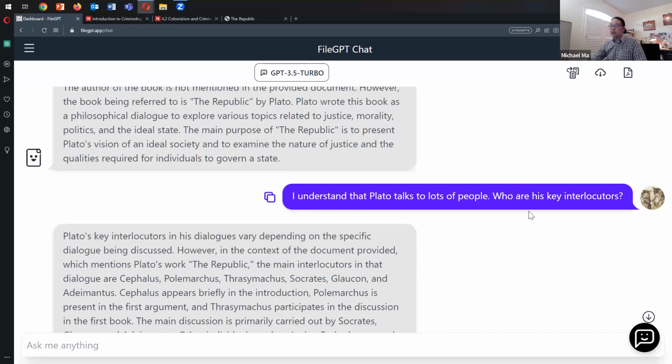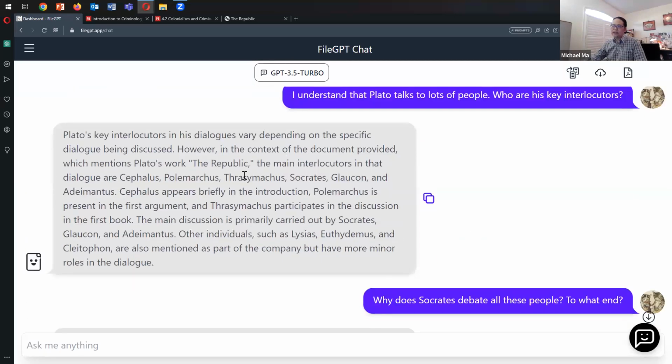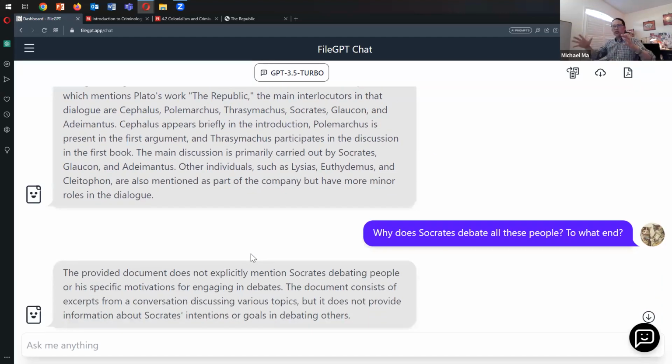I understand that Plato talks to a lot of people. Who are his key interlocutors? And they say, okay, it depends. In the context of the document provided, which mentions Plato's work, The Republic, it's a bit weird the way it's skewing that clause. The main interlocutors in that dialogue are Cephalus, Polemarchus, Thrasymachus, Socrates, Glaucon, and Adeimantus. Cephalus appears briefly in the introduction. Polemarchus is present in the first argument. Thrasymachus participates in the discussion in the first book, carried on by Glaucon and Adeimantus. Other individuals such as Lysias, Euthydemus, and Cleitophon are also mentioned, but have minor roles, which is true. I think that's not a bad answer, considering it's trying to summarize all 5 books, which is quite a lot of dialogues.